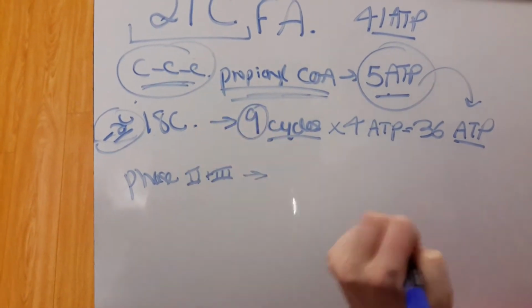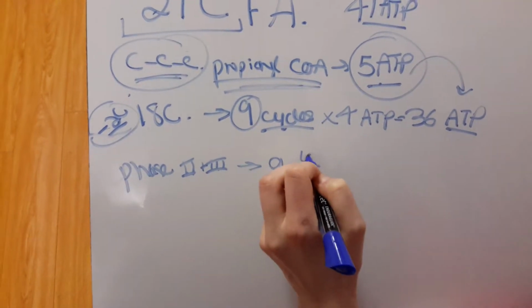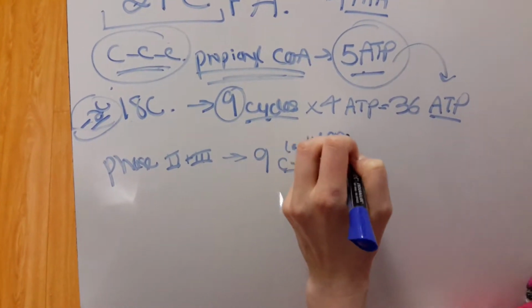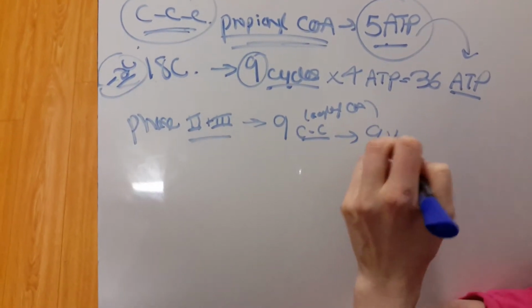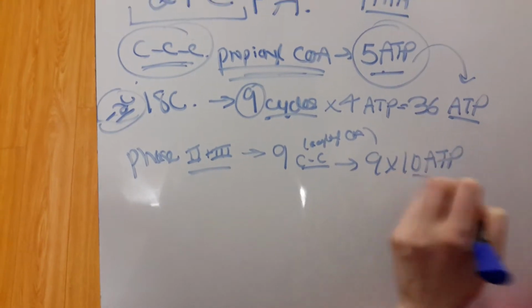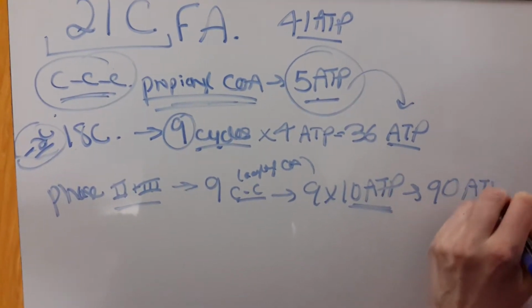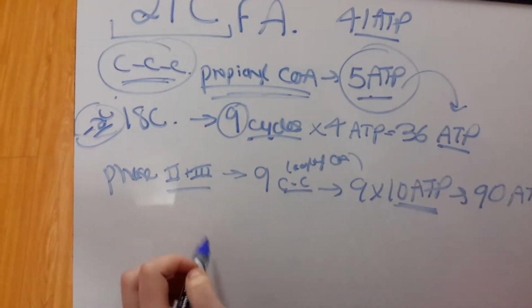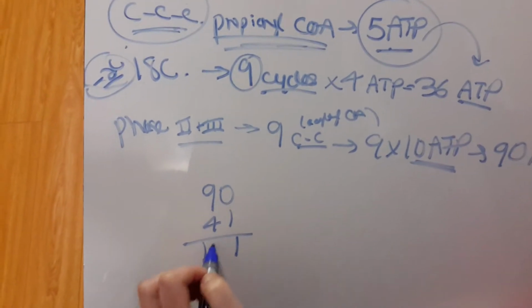So we're going to use 9 cycles, which pretty much means 9 acetyl-CoAs. So this is acetyl-CoA. Don't mind my writing. And for these cycles, it's 9 times 10 ATP every time. This is entering the TCA cycle that we use for energy. So this is 90 ATP. So adding these all together, we have 90 plus 41.